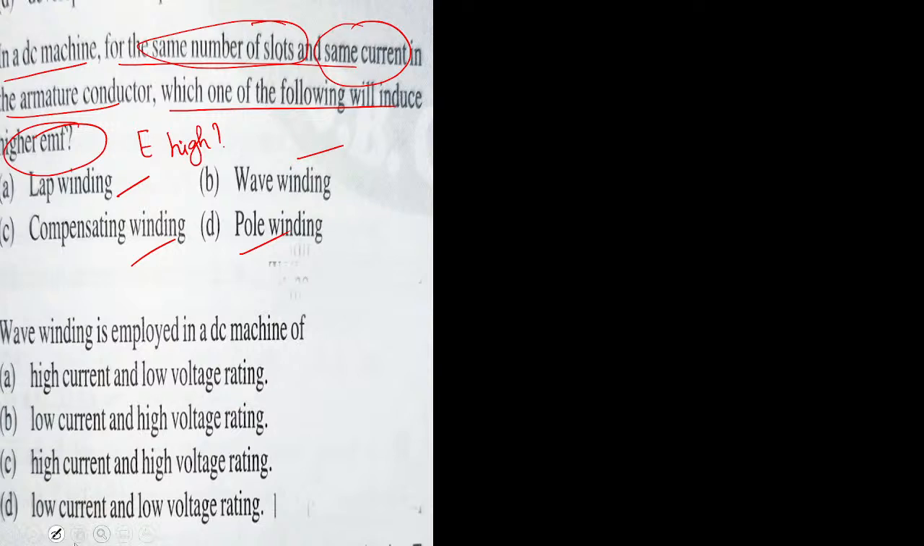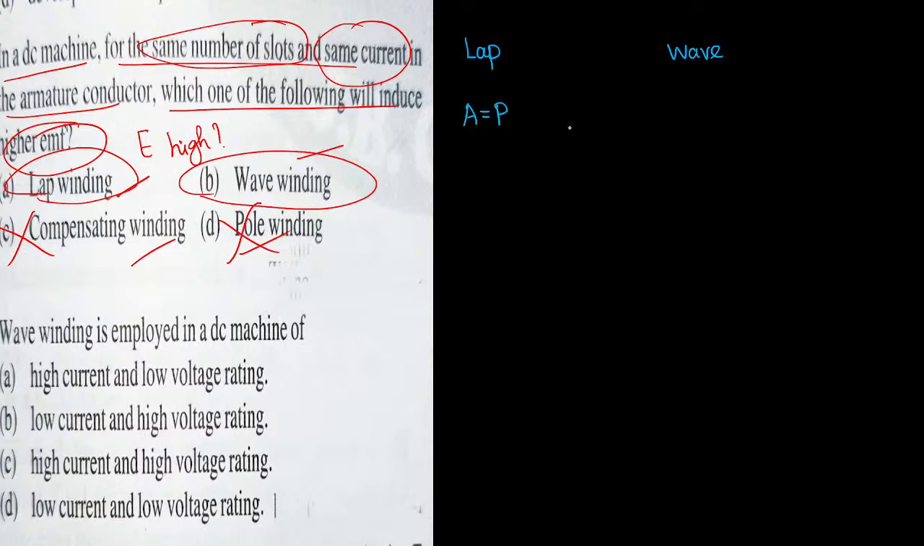Anyway, you guys might know the answer. First of all, we can neglect the compensating winding and pole winding. Our only focus should be on lap and wave winding. So let us discriminate them. We have two types of winding: one is lap winding, and another one is wave winding. What is the major difference here? In lap winding, the number of parallel paths will be equal to the number of poles. When you go for wave winding, the number of parallel paths is fixed, it is 2.